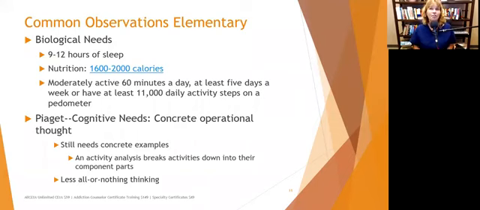They need to be moderately active 60 minutes a day, at least 5 days a week, or have at least 11,000 daily activity steps on a pedometer. Oh my gosh, when I made this presentation, I started watching how many average daily steps I get during the work week. It's nowhere near 11,000 steps. So that's encouraged me to up my goal. But children, now that we do have pedometers and we do have the fitness watches, it's a lot easier for us to help encourage children.